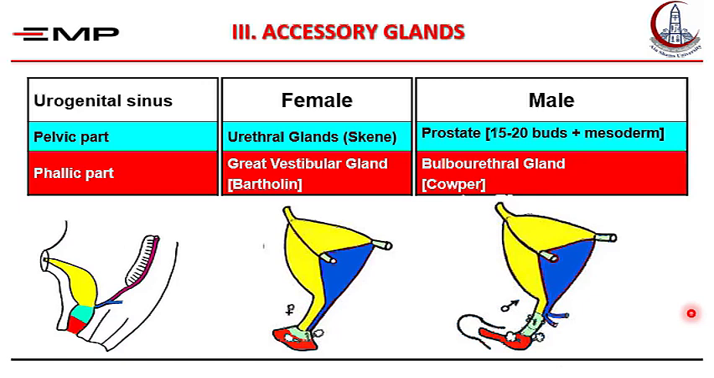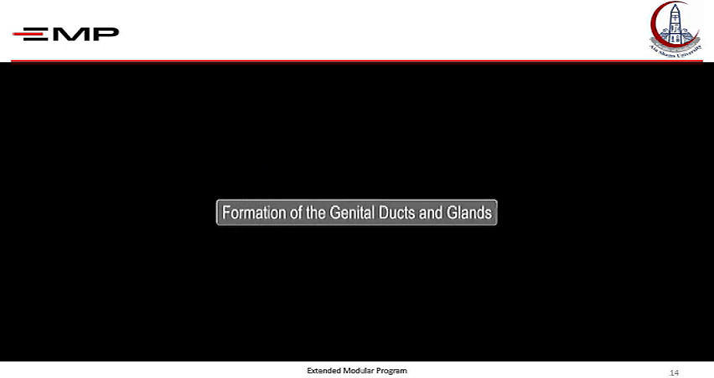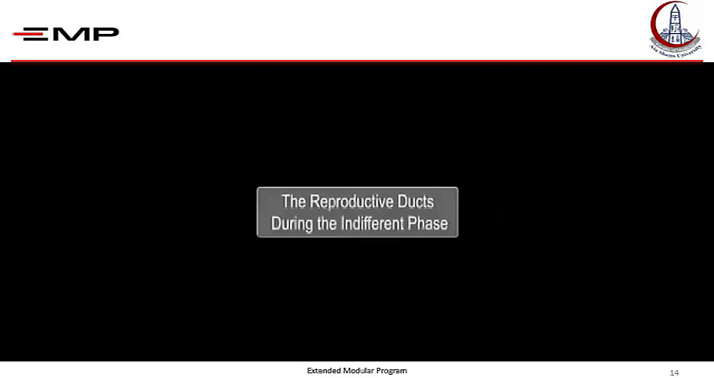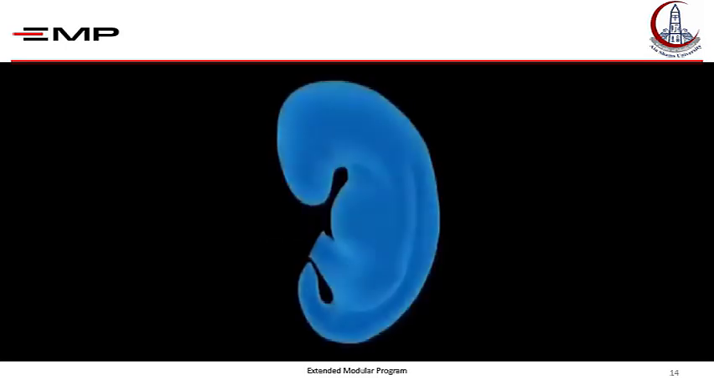In case of the male, from the pelvic part, about 15 small buds arise, unite together with stroma to make the prostate gland, and the buds that arise from the phallic part will make the Cowper's glands. Now, this video animation will explain more the formation of the genital ducts and glands. We'll start with the indifferent phase.